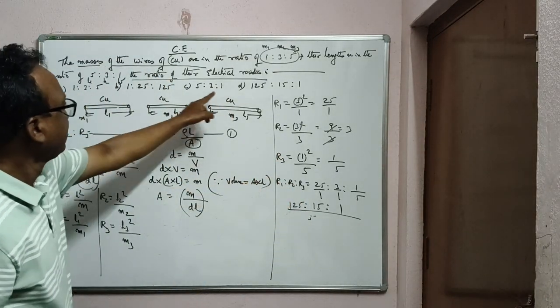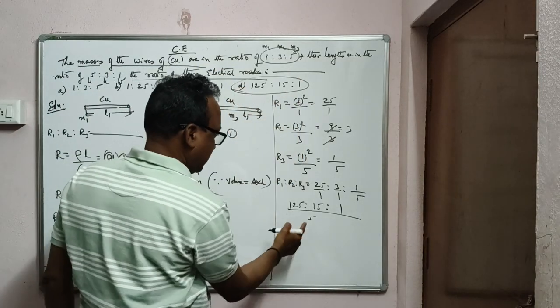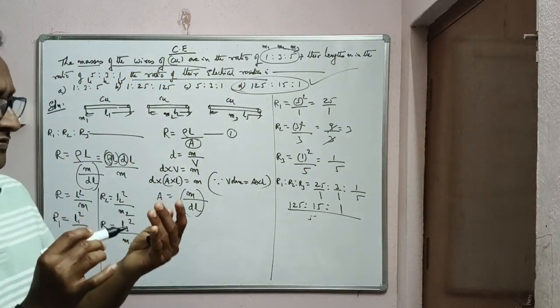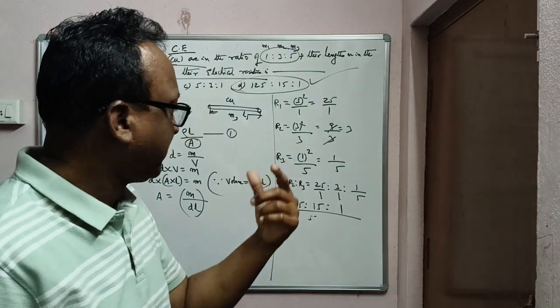Check it. Here you go, the last one is the answer: 125 is to 15 is to 1. So the ratio of the electrical resistance is 125 is to 15 is to 1.